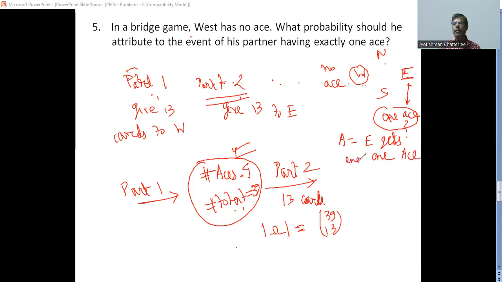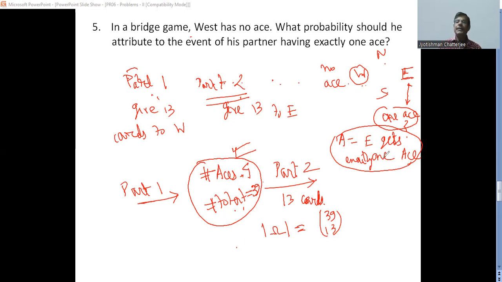Exactly. This is the event A. So for the conditional probability of A, we also need to count the total number of favorable cases under this scenario. So let's get into that. What is the total number of favorable scenarios?